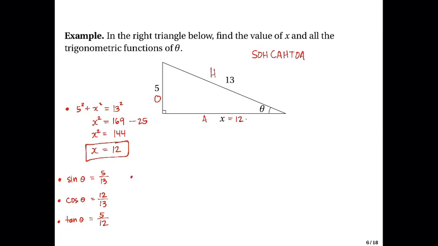And then for the other three functions, we have cosecant theta. This is 1 over sine theta. So the reciprocal is 13 over 5. That's for the cosecant of theta. For the secant of theta, this is equal to 1 over cosine of theta. And the reciprocal of cosine theta, here it's 13 over 12.